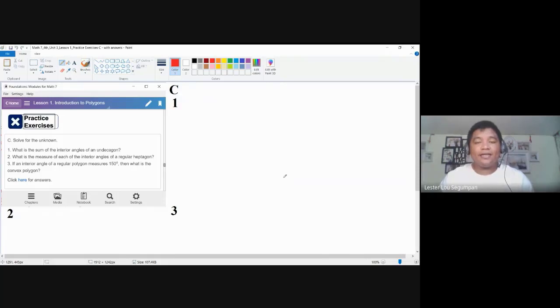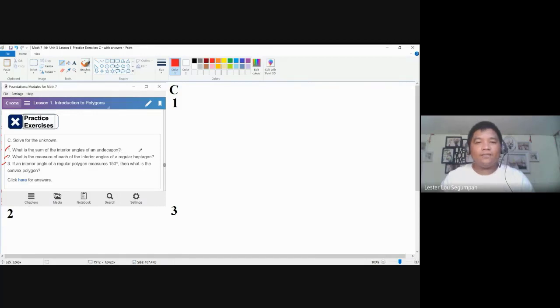This practice exercise is concerned with solving problems that involve measurements of angles in a polygon, specifically the interior angles in a polygon. We have three items. We are going to solve the sum of the interior angles of an undecagon, the measure of each of the interior angles of a regular heptagon, and if we are given an interior angle of a regular polygon, we are going to determine what type of convex polygon we are talking about.